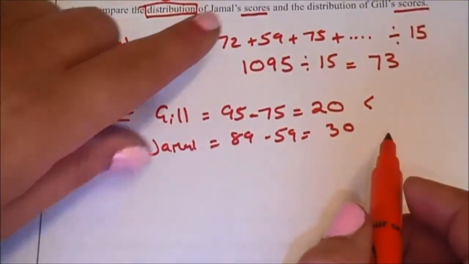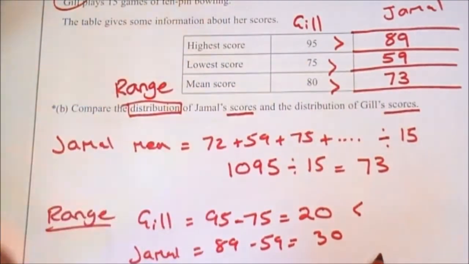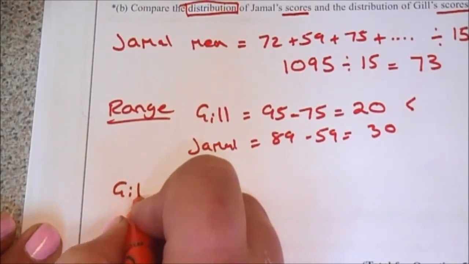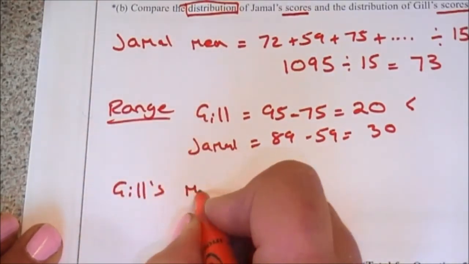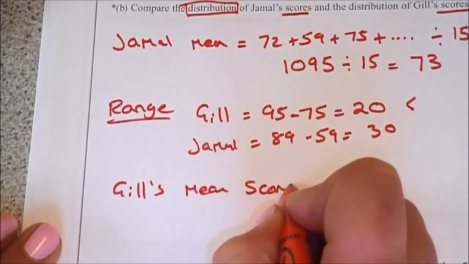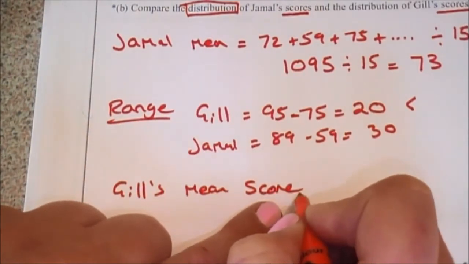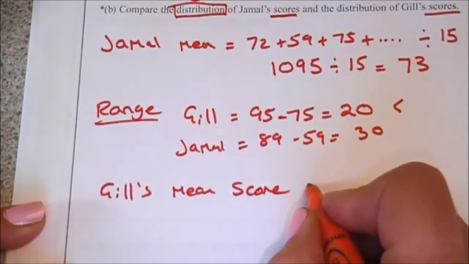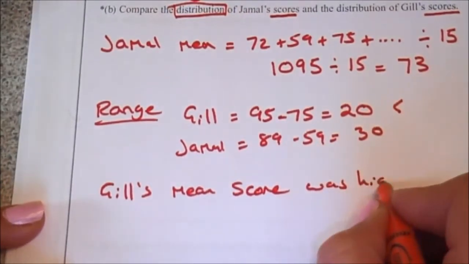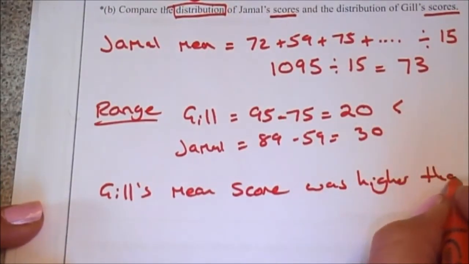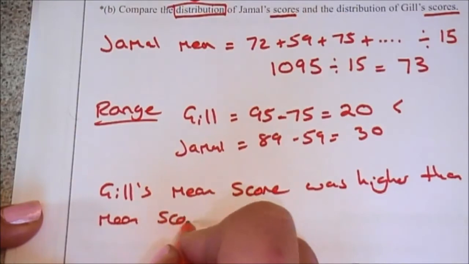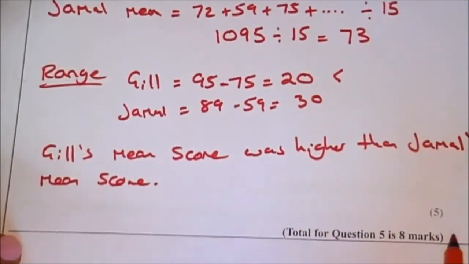So let's make some comparisons here. The first comparison I'm going to do is about the mean. And I'm going to say that Jill's mean score, important that I'm using the word score to show that I know what the context of the question is. Jill's mean score was higher than Jamal's mean score. It's the first point I'm making.